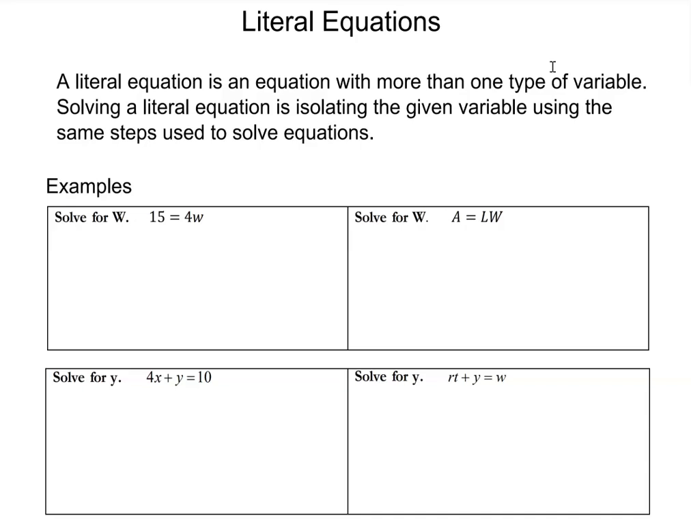So the first one says solve for W. 15 equals 4W. 4 times W is what we have on the right side. Just like when we have a normal equation, we're going to try to get rid of that 4, and to get rid of it, you have to do the opposite. So if we have 4 times W, we would divide by 4. We do that on both sides. Then that will cancel this out, and we get our answer, 15/4 equals W.